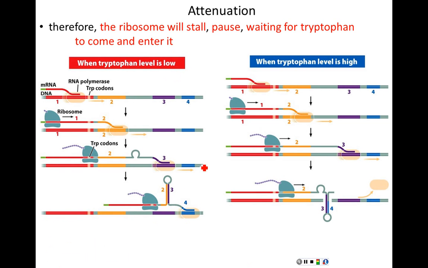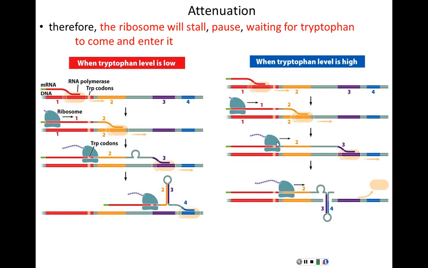When tryptophan levels are high, the story starts the same way. RNA polymerase begins transcribing the leader region. Region 1 emerges first. The ribosome latches on to leader region 1 and begins translating it based on the sequence it calls for. It translates that sequence, it encounters the trp codons, but this time the trp codons do not cause any pausing or stalling because there are abundant levels of tryptophan in the cell. The ribosome continues on, either translating the leader region or it falls off.